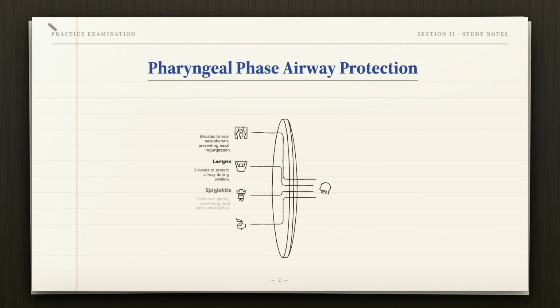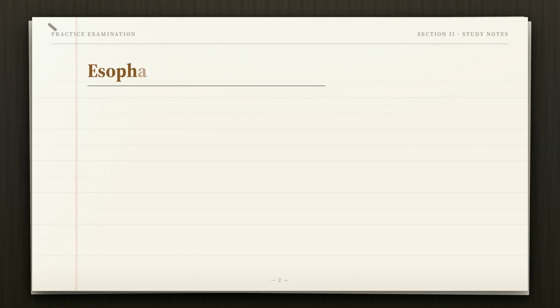A swallowing center in the medulla and pons executes a fixed sequence in about 1 second. The soft palate seals the nasopharynx. The larynx rises. The epiglottis folds over the glottis, breathing pauses, and the upper esophageal sphincter relaxes. None of it can be adjusted once triggered.